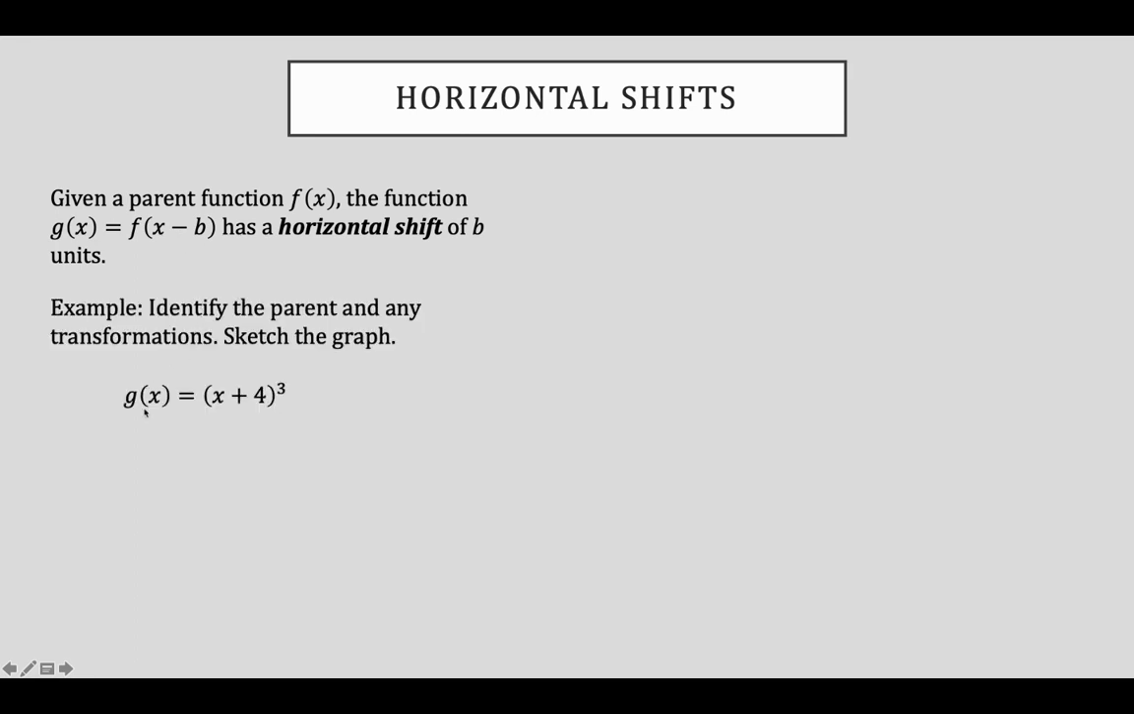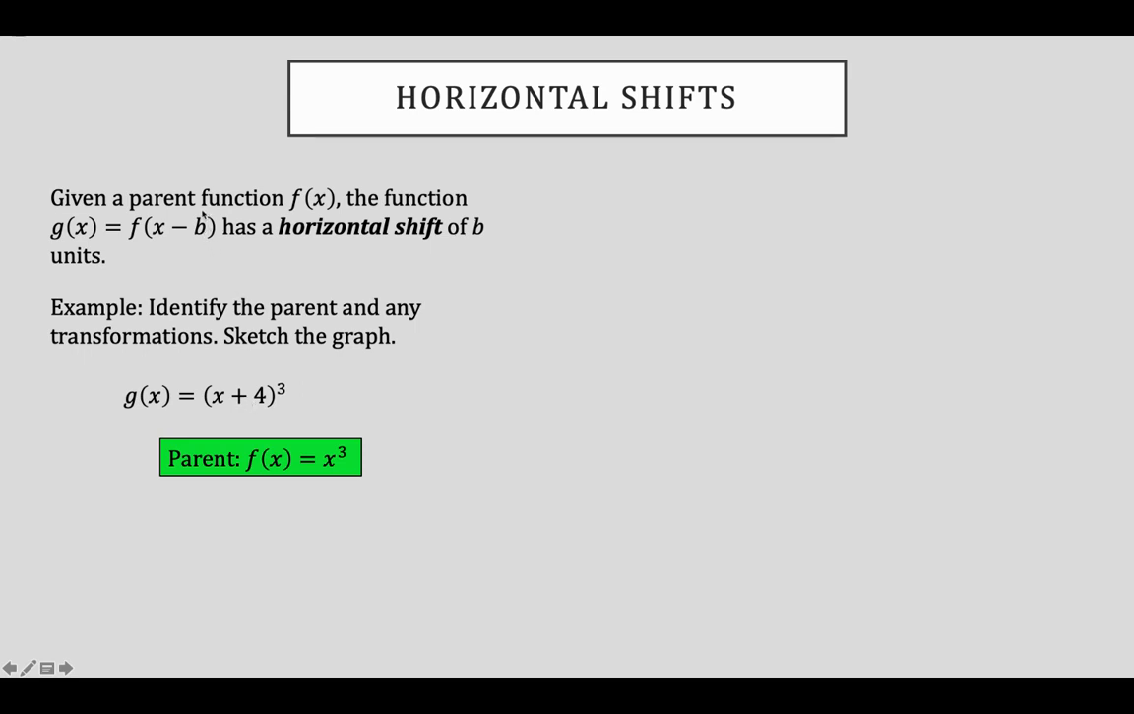For example, identify the parent and any transformations, sketch the graph. Here, what type of function are we dealing with? Well, this is a cubic function. What's the most basic form of a cubic function? f of x equals x cubed. That is our parent. What's different from the parent to get to our function g? Well, we are adding 4 inside of the parent function. Notice that it is inside of the parentheses. This would be evaluating f of x plus 4. Right? We're plugging in x plus 4 where we would see an x.